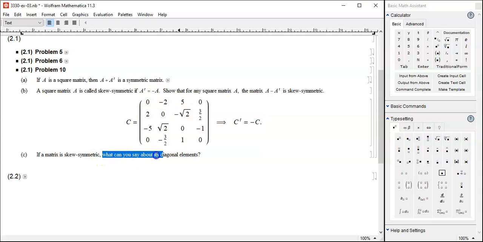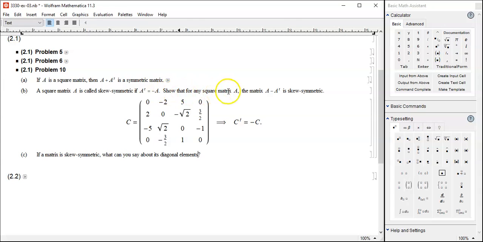What can you say about the diagonal elements? As you have seen, they have to be 0, but why? Well, you have to explain it, or better, you have to prove it in 1 or 2 sentences. Good luck with that. And let's go back to part B. This is an example of a skew symmetric matrix.